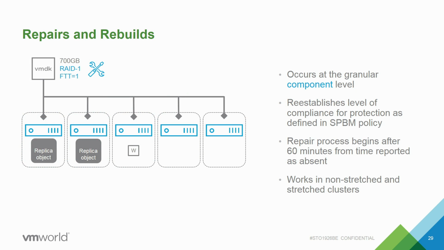So repairs and rebuilds. The basic fundamentals here is that in this particular case, we would have a 700 gig VMDK. This would be seen as a single object. And then we have a policy that is associated with that of RAID 1, essentially a mirror, and a failure to tolerate of one. So we would have two objects that make up that as a valid policy, and then one witness component.